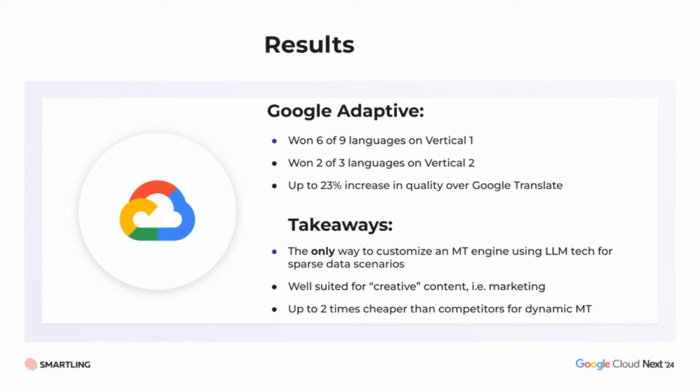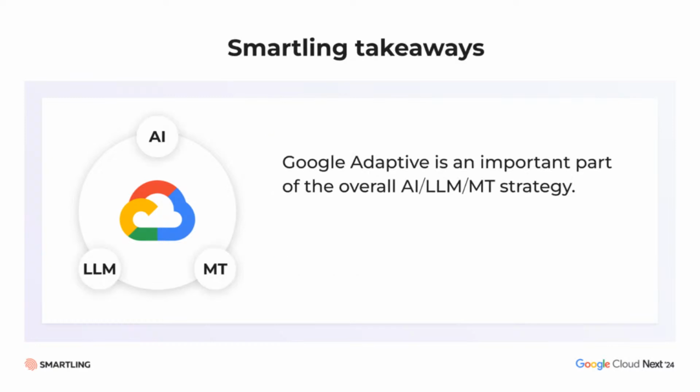So the takeaways. The only way to customize an MT engine using LLM technology, if you don't have a lot of data in sparse data scenarios, is Google Adaptive. Google Adaptive is eminently well suited for creative content. So if you think of things like marketing, for example, it's very, very good for that. And the last point is price. So we see that Google Adaptive is up to 2 times cheaper than other competitors for dynamic machine translation. So I'll turn it over to Olga now to talk about Google Adaptive as part of our overall strategy.